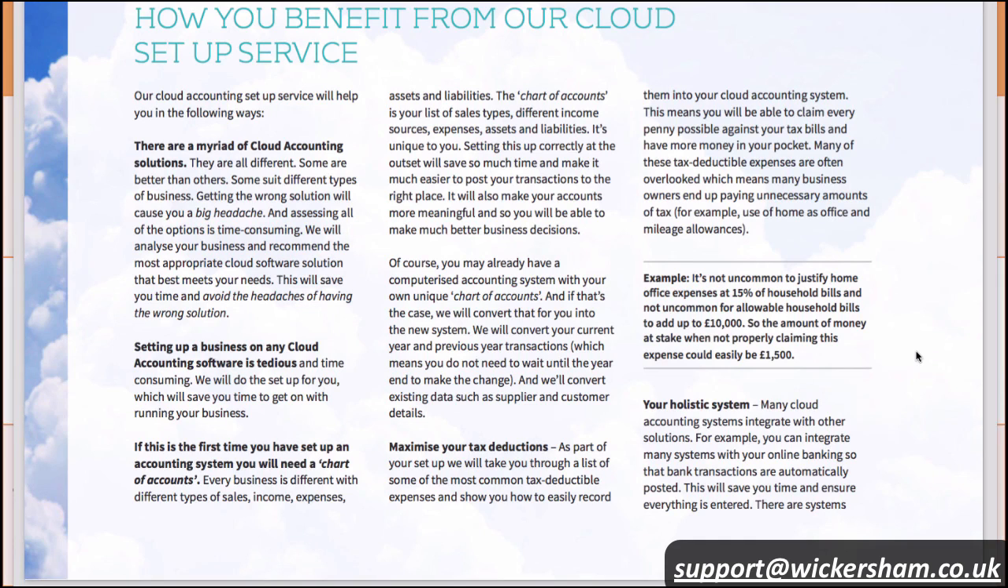You might say, if this is the first time you've set up an accounting system, you will need a chart of accounts. Every business is different, with different types of sales, income, expenses, assets, and liabilities. The chart of accounts is your list of sales types, different income sources, expenses, assets, and liabilities. It's unique to you. Setting this up correctly at the outset will save so much time and make it much, much easier to post your transactions to the right place. It will also make your accounts more meaningful, and so you'll be able to make much better business decisions.